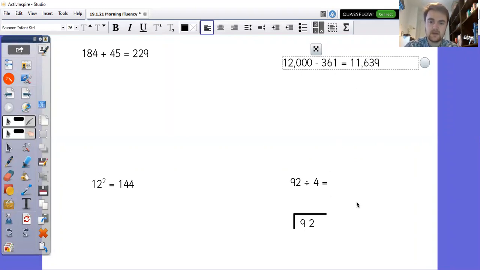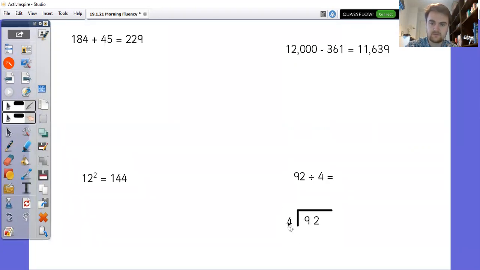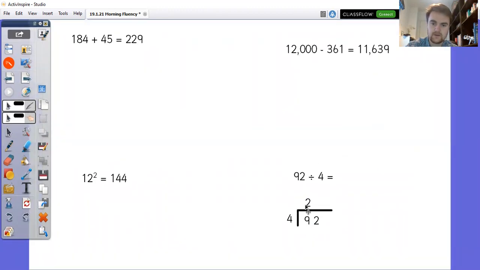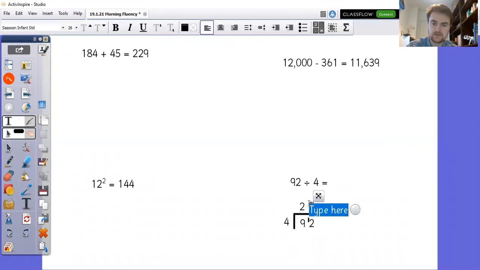There we go. And finally, our division question, which looks at some of the things that we've been doing in the last few days. So 4 goes into 9 twice with 1 left over. So I will put my 1 in here because it adds to the 2 to get 12. 4 goes into 12 3 times, which means that 4 goes into 92 a total of 23 times.